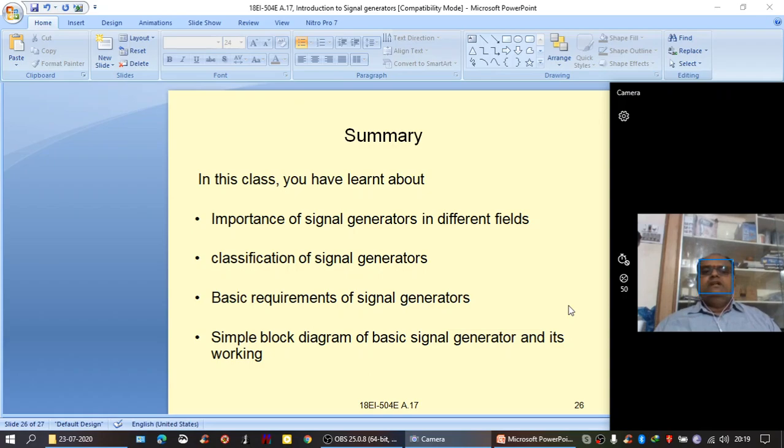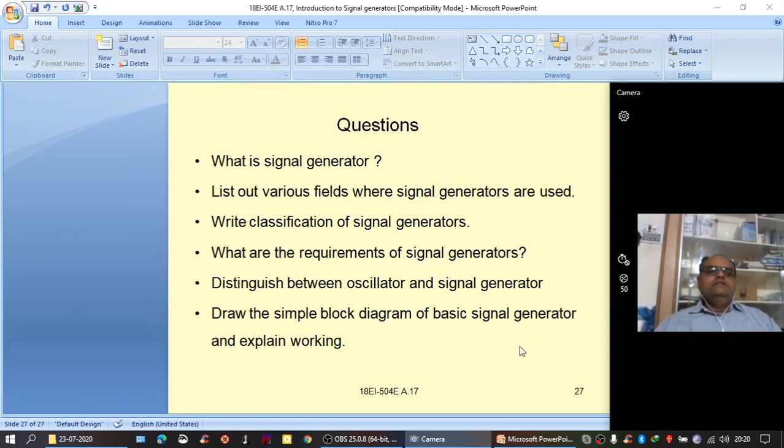So this is all about the introduction to signal generators, what is the classification of signal generators, what are the basic requirements of signal generators, and what is the simple block diagram of a signal generator and how it functions.